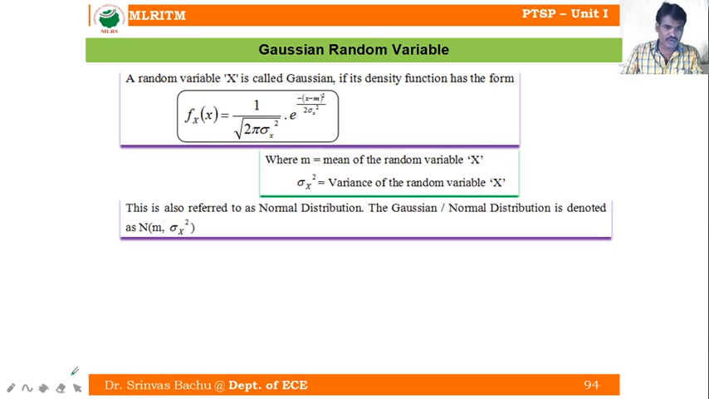Now we'll see them one by one. It is referred to as a normal distribution. The Gaussian or normal is denoted by N of m comma sigma square x. M is the mean value, and sigma square x is the variance of the random variable x.